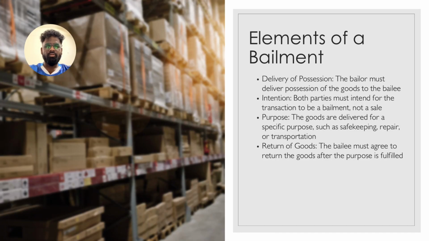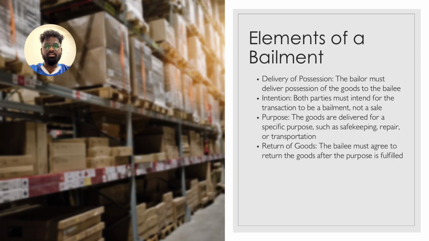Elements of a bailment. For a bailment to be legally valid, four main things must be present. First one is delivery of possession. The owner, which is the bailor, must physically give the goods to the other person, which is the bailee. Second is intention. Both people must agree and intend for it to be a temporary bailment, not a sale. Third one is purpose. The goods are handed over for a specific job such as storage, repair, or transport.